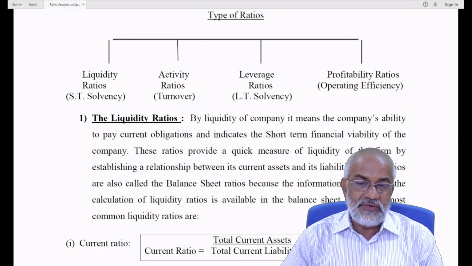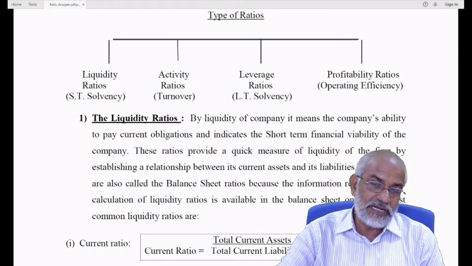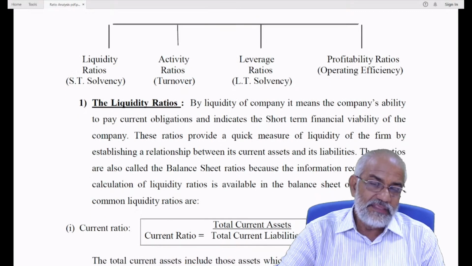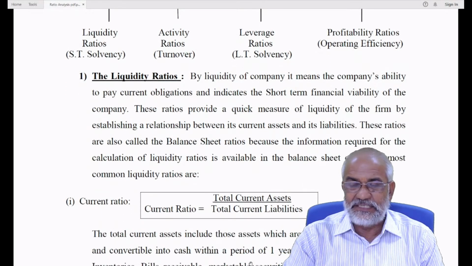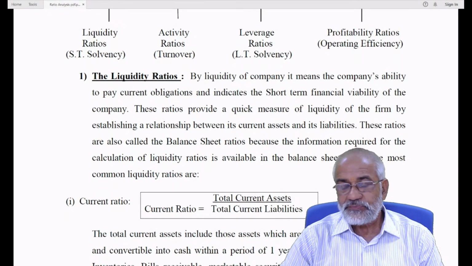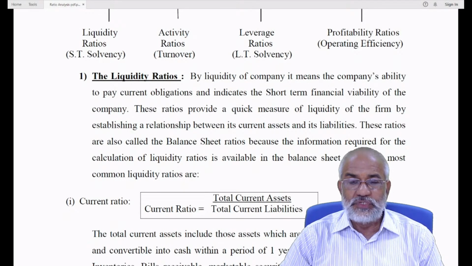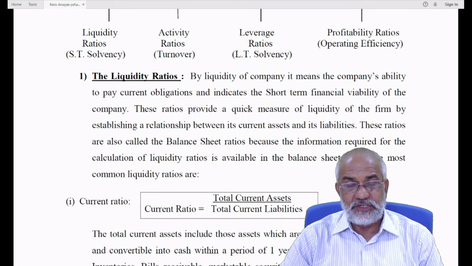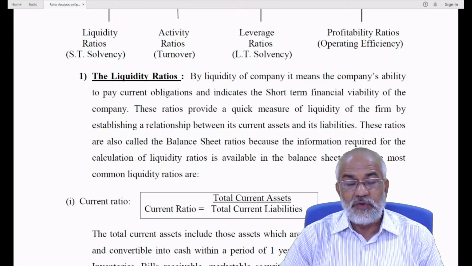Current ratio: the equation for current ratio is total current assets divided by total current liabilities. Current assets have three characteristics. Current assets are those short-term assets which are to be converted into cash or cash equivalent, consumed, or used in the process of production within one accounting cycle or one financial year. It is called current assets.